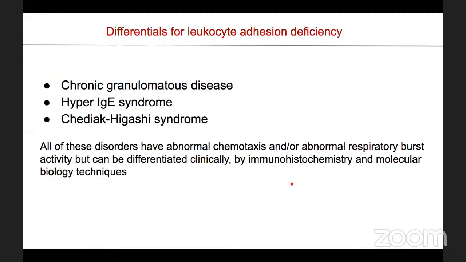So some of the differentials for leukocyte adhesion defect are the other neutrophil disorders that ma'am has discussed in the last 1 hour. One is chronic granulomatous disease, another could be hyper IgE syndrome. All of these disorders have abnormal chemotaxis or an abnormal respiratory burst, but they can be differentiated based on the clinical phenotype and of course by our molecular biology techniques.